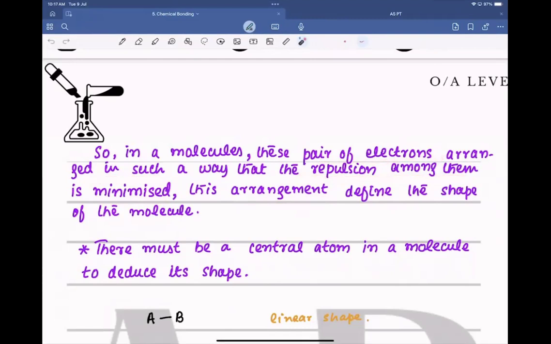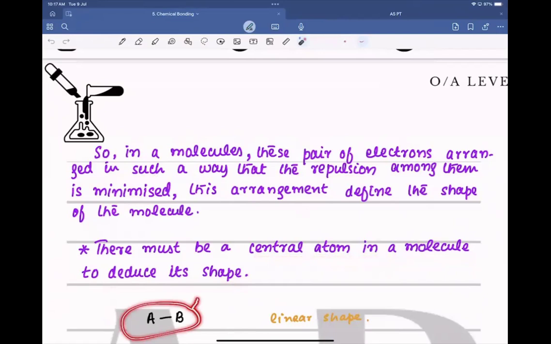Okay. So there must be a central atom in a molecule to deduce its shape. So whenever we have to deduce the shape, there must be a central atom. So if you look at this molecule, can you say any atom among these is a central one?